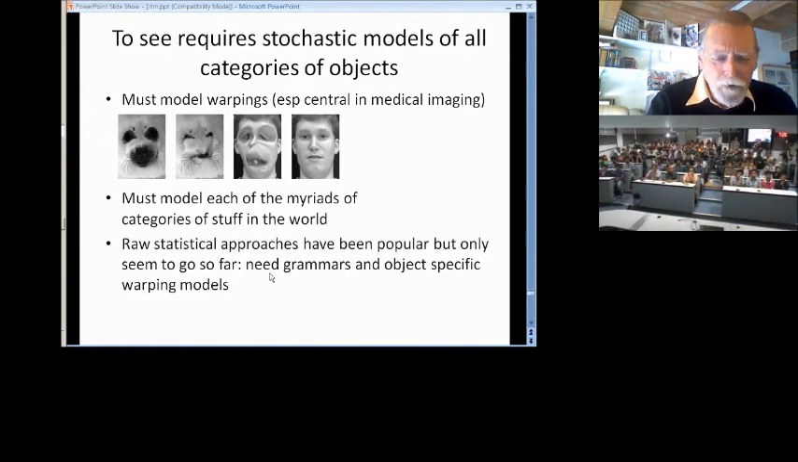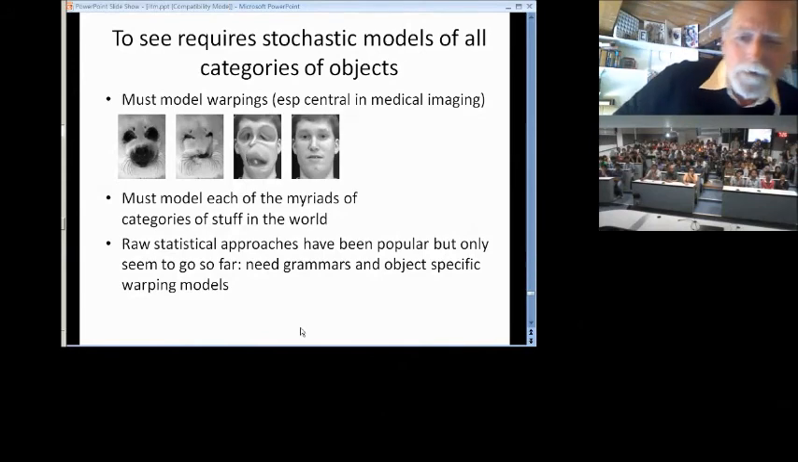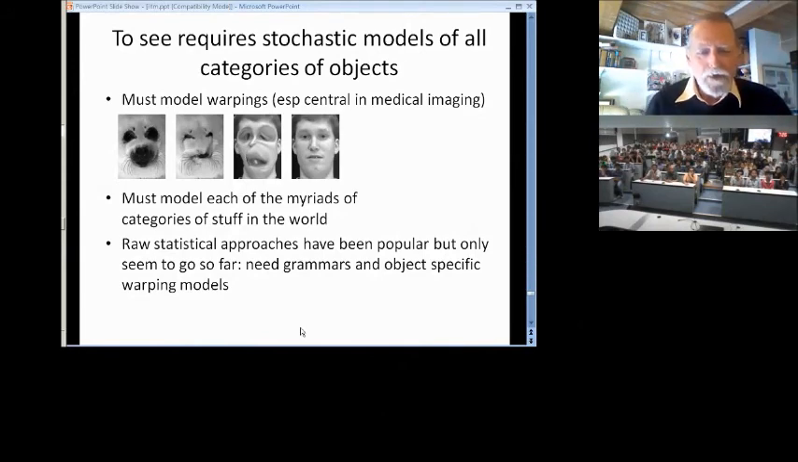Unfortunately, these raw statistical approaches have been very popular, but they've kind of reached a dead end, and I think it's clear that to go further, grammars are needed. Very object-specific warping models are going to be needed. And this may take a while to go through everything in the world. People are working hard, for instance, on expressions and analyzing different types of faces. Obviously, face identification is a huge enterprise.